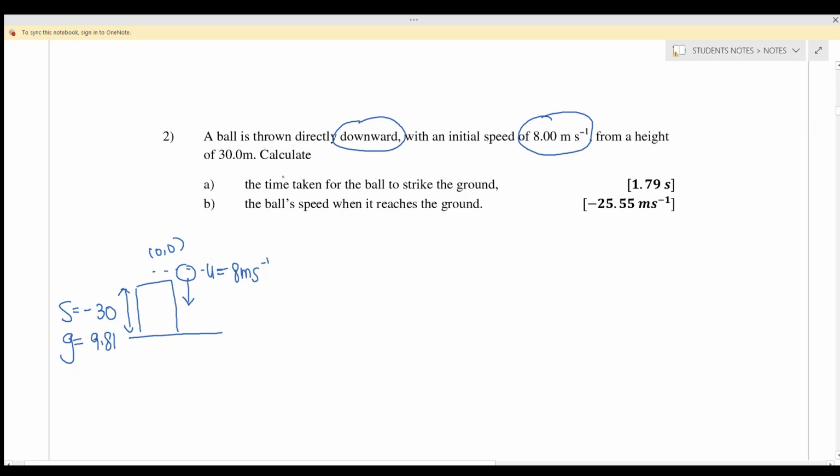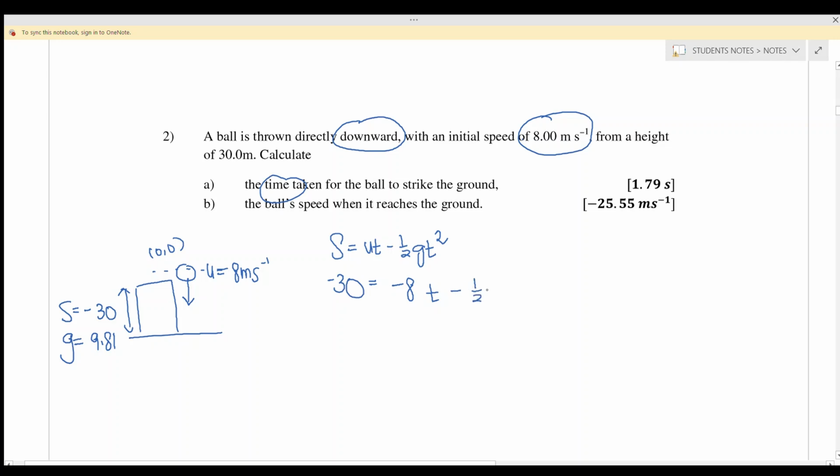The first part asks for the time taken. You have s, g, and u, and you want to find t. So s equals ut minus half gt squared, where s equals negative 30, and u is equal to negative 8. Why negative 8? Because the object is thrown downward, so we put negative. t, we don't know.